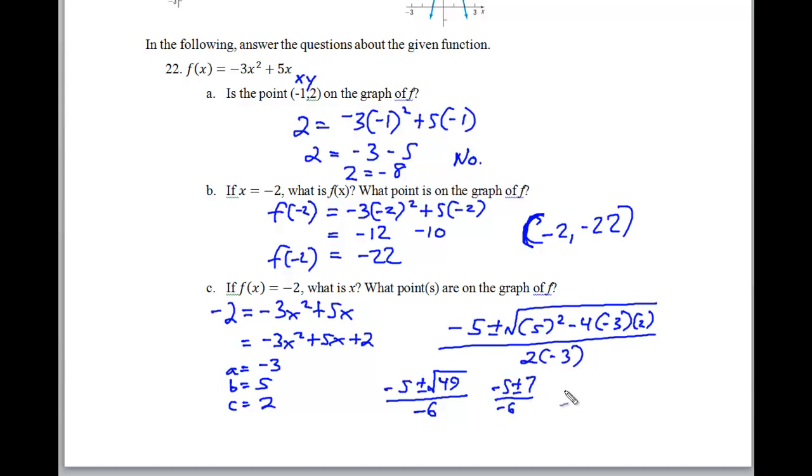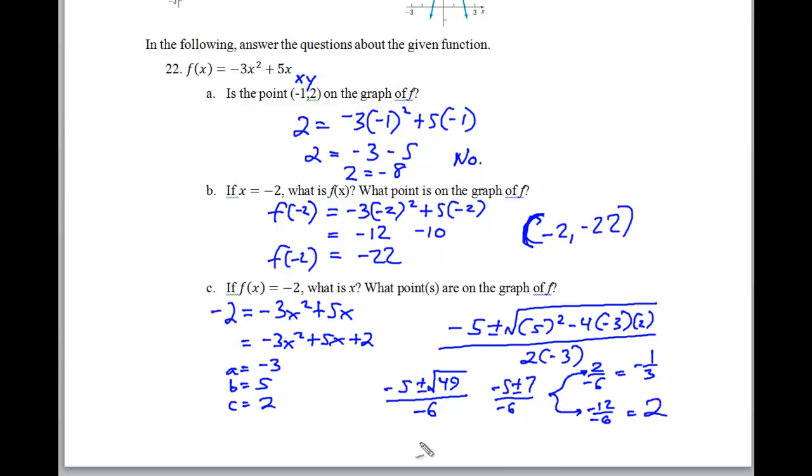Okay, so let's keep going from here. I'm going to branch this off into two pieces. Negative 5 plus 7 is going to be 2 over negative 6, and 2 over negative 6 is simplifiable to negative 1/3. So there's one of my two answers here. And the other answer, since this is a parabola, we're going to have negative 5 minus 7, which is negative 12 over negative 6, which is going to be positive 2.